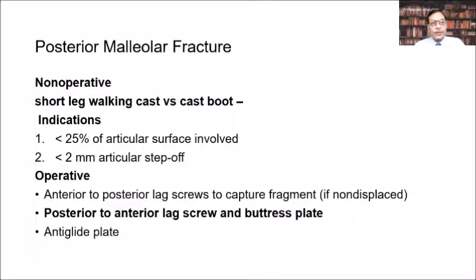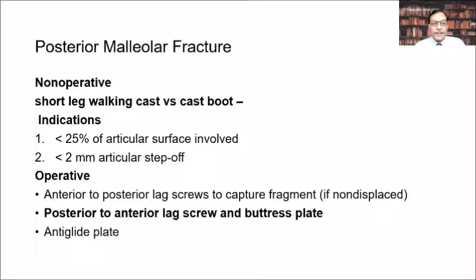If there is a posterior malleolar fracture, what are the guidelines for the treatment? There could be non-operative, could be operative. The non-operative treatment is done when less than 25% of the articular surface is involved, or the articular step-off is less than 2 millimeter. The operative treatment, when it is decided to do, is a screw fixation or plate fixation.